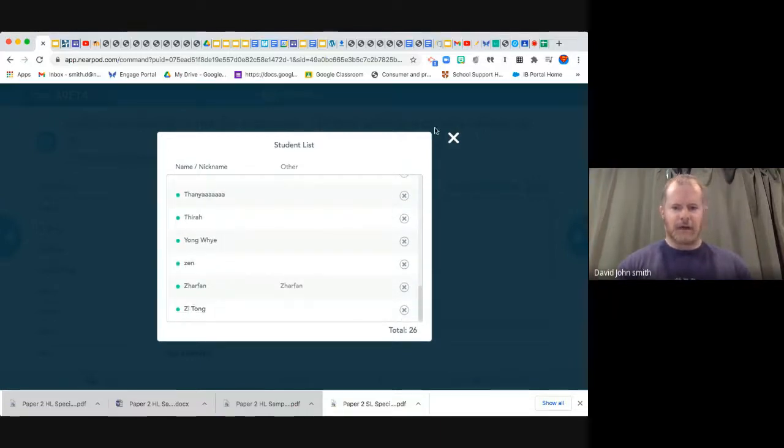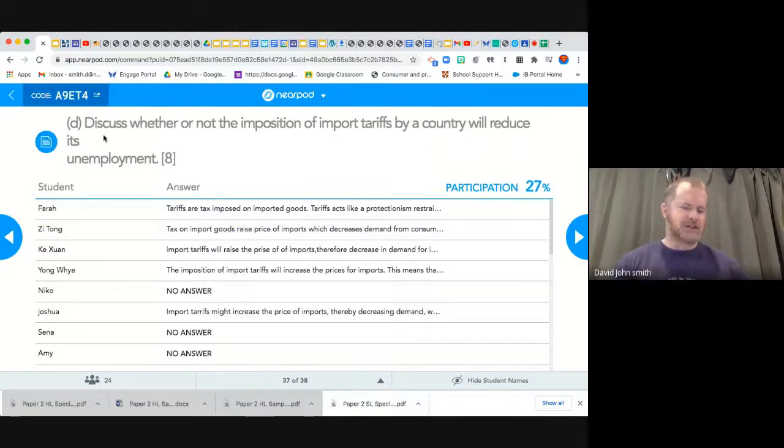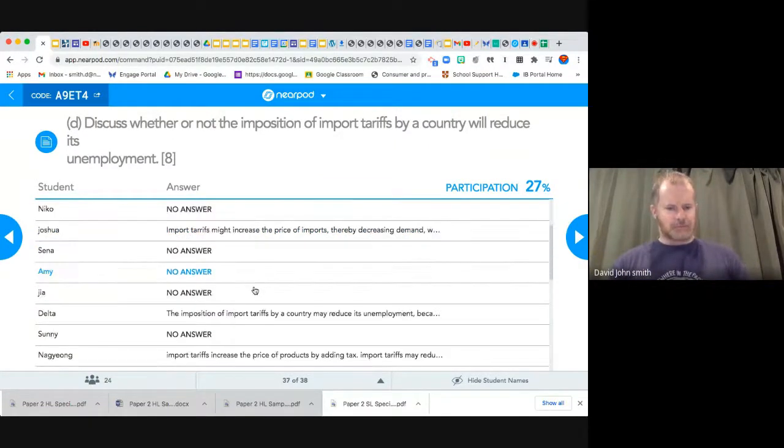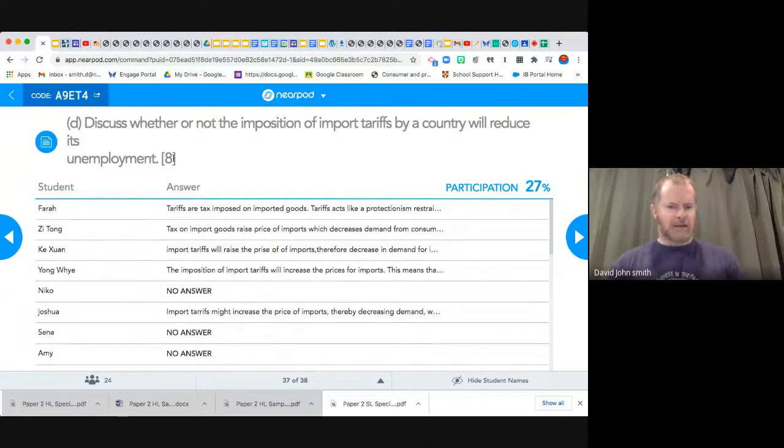Fantastic. Okay. Now, these are questions that you were working on before. Again, it's things to consider, right, these sorts of 8-mark ones. So when you're doing your bite-sized work, yes, you can be doing definitions and those sorts of things as well. But when you see these sorts of ones, discuss whether or not the imposition of import tariffs by a country will reduce its unemployment. Apologies for the break in the sentence there. It's worth 8 marks. That's going to get you 8 marks in the exam.